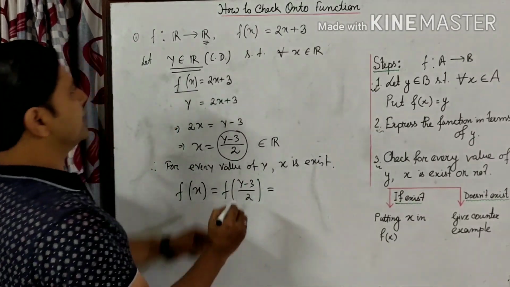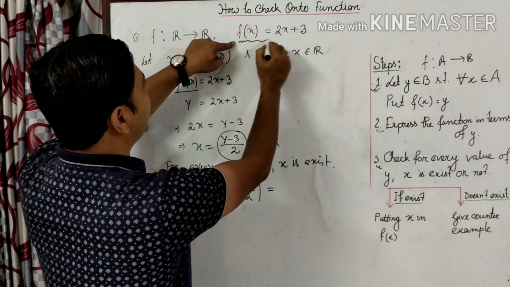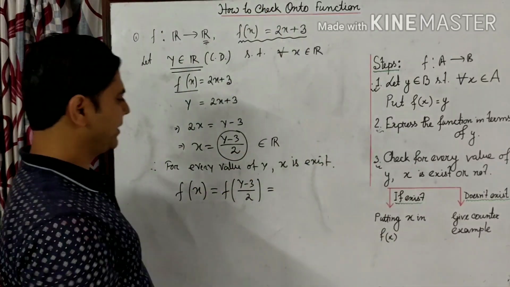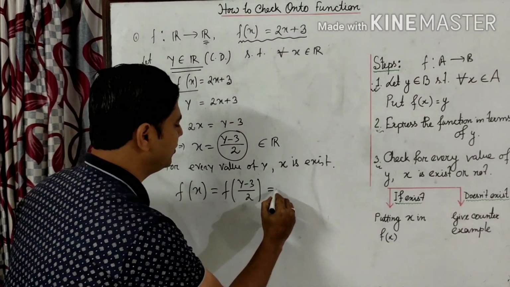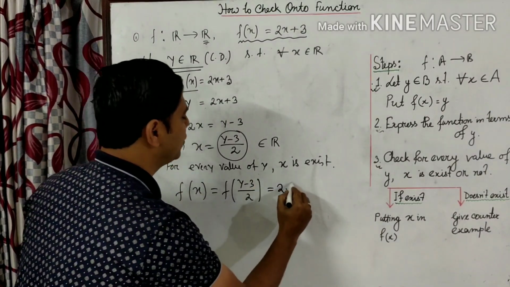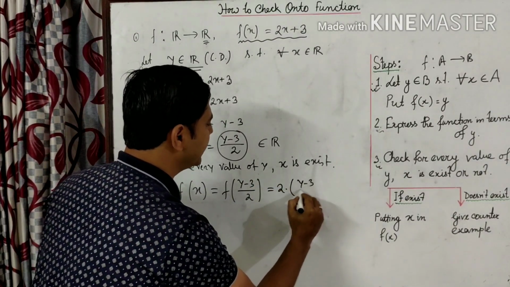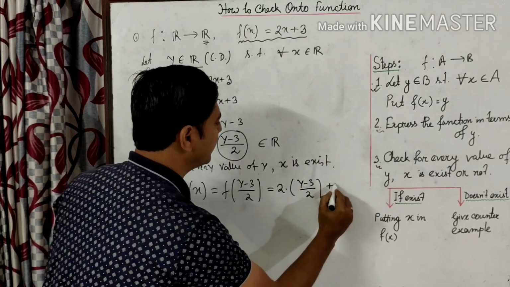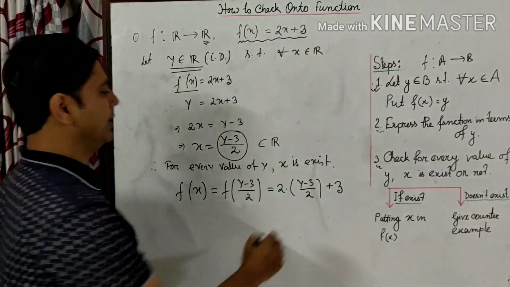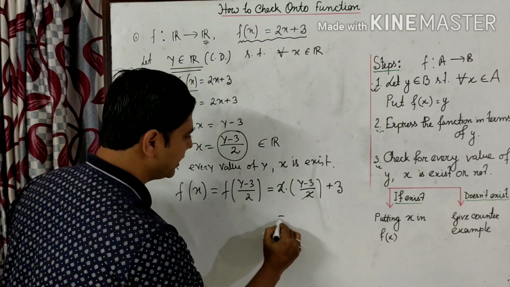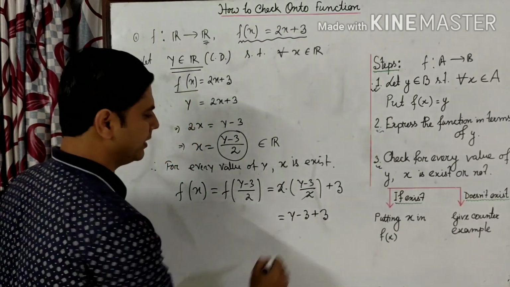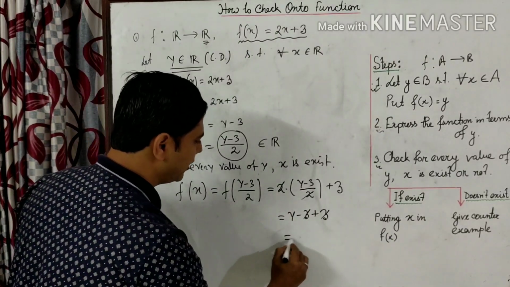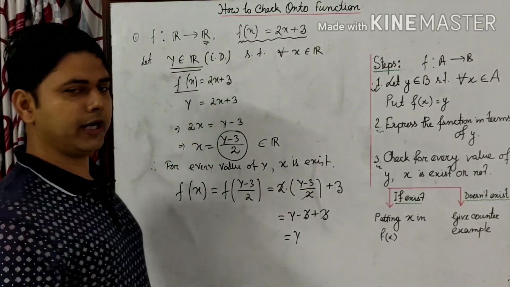Now, using this function, the given function is f of x equal to 2x plus 3. In place of x, we put (y minus 3) by 2. Therefore, you have to write 2 into (y minus 3) by 2, plus 3. After simplification of this part, you have y minus 3 plus 3. After simplifying, this part is equal to y.